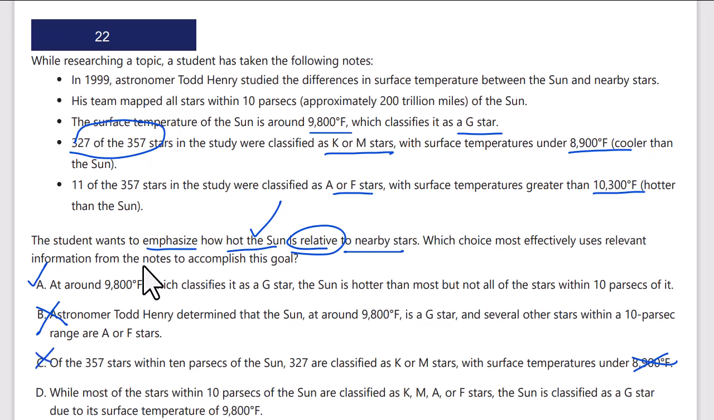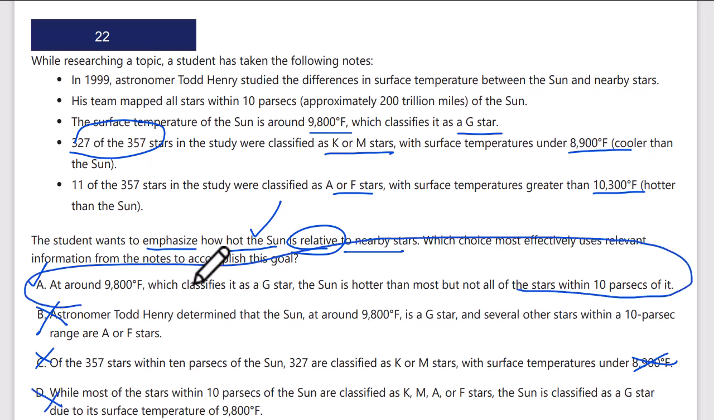That's wrong. D, well, most of the stars within 10 parsecs of the sun are classified as K, M, A, or F. The sun is classified as a G. Again, that's not a relative difference. The only answer that shows a relative temperature difference is A.